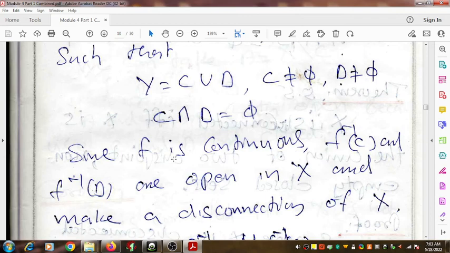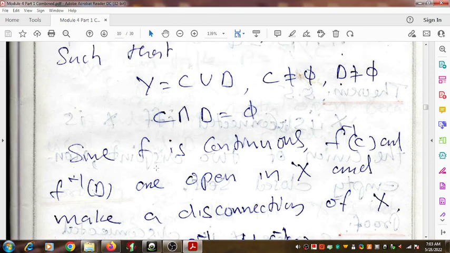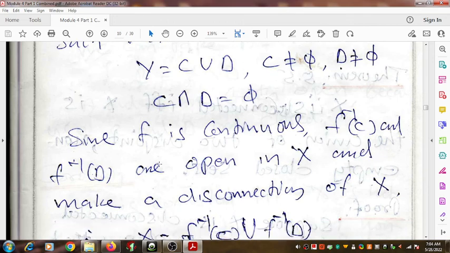Since f is continuous, we can think about the inverse images f inverse of C and f inverse of D. Since f is continuous and C is open, f inverse of C is open in X. Likewise, f inverse of C and f inverse of D are open in X.